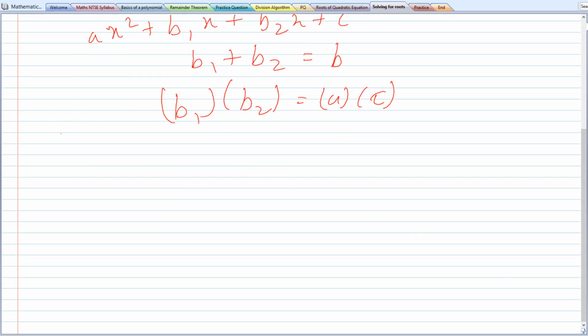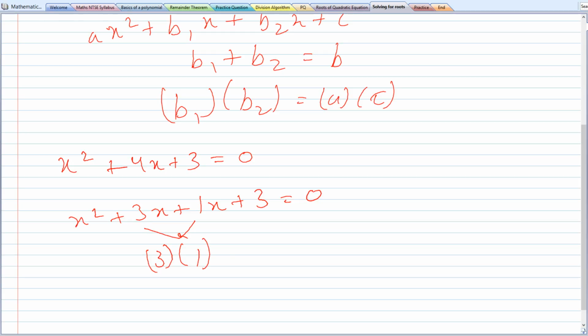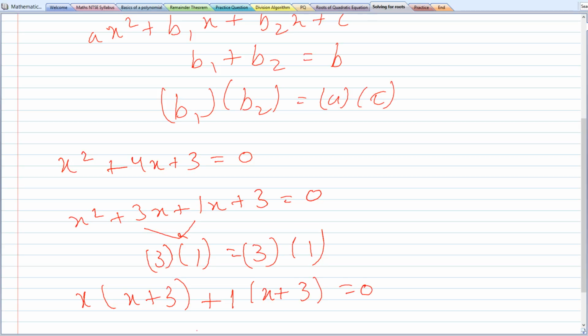So for x square plus 4x plus 3 equal to 0, I can split as x square plus 3x plus 1x plus 3 equal to 0. Now 3 into 1, b1 into b2, is equal to 1 into 3, a into c. So we are correct. So what we'll do is take x common from the first two terms, x into x plus 3, and take 1 common here, this is x plus 3 as well.